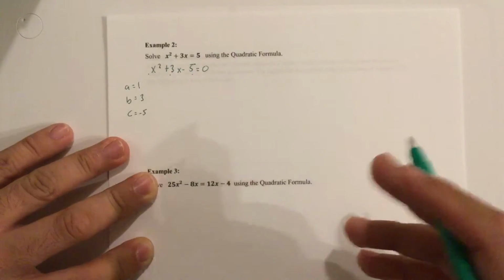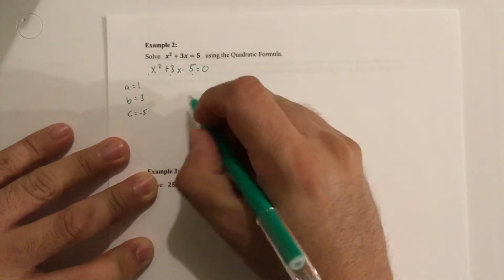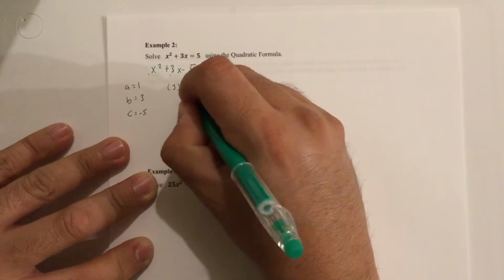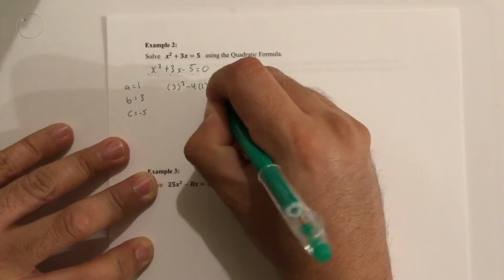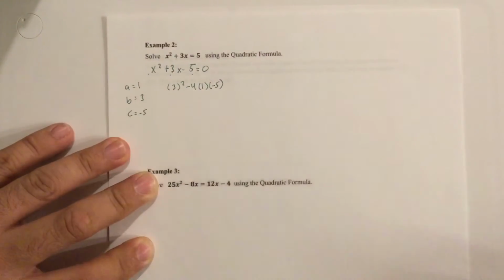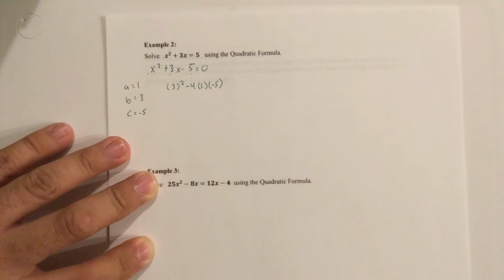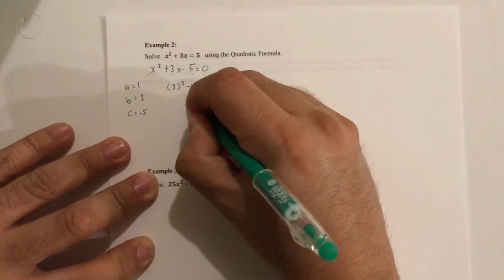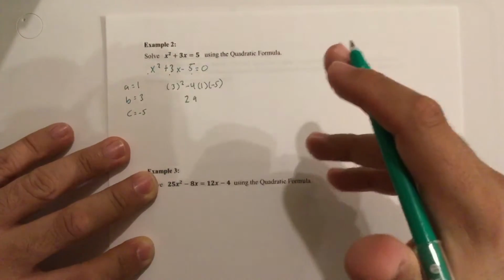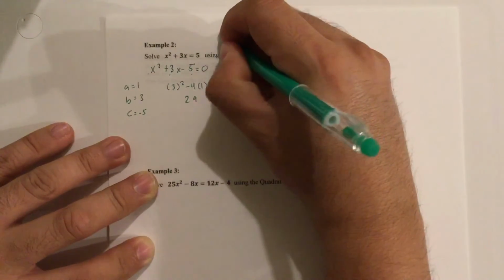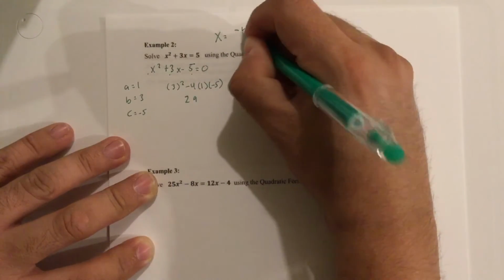Now I like to work out the discriminant separately. So that's going to be your b squared minus 4ac. So b squared minus 4 times a times c. Put this in the calculator real quick. And we get 29. Now this just tells me I'm going to have 2 real solutions. So let me write the quadratic formula here. This is something you do need to know.